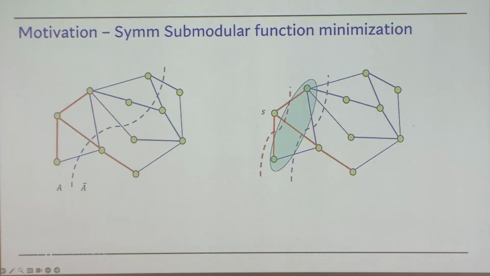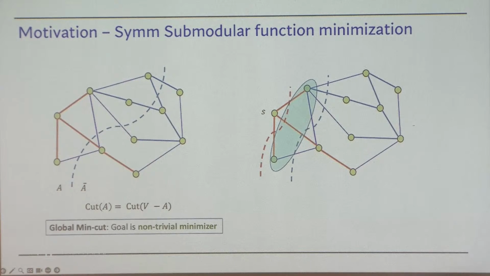One subclass of the submodular functions is important to us, which is called symmetric submodular functions, which is relevant when you are asking for the global minimum cut. The symmetry being that the cut of A is equal to the cut of its complement set.